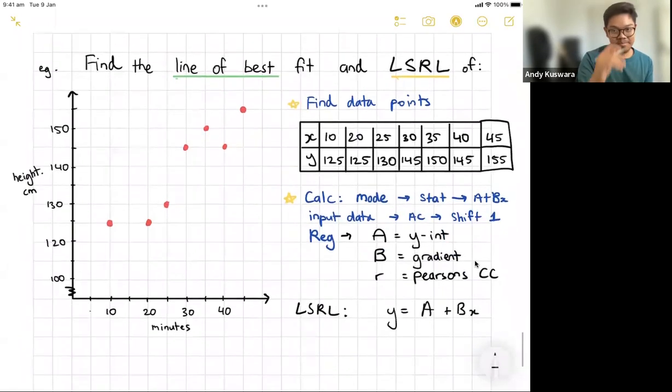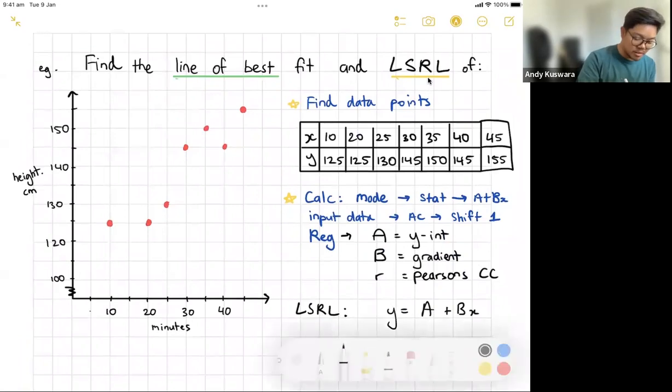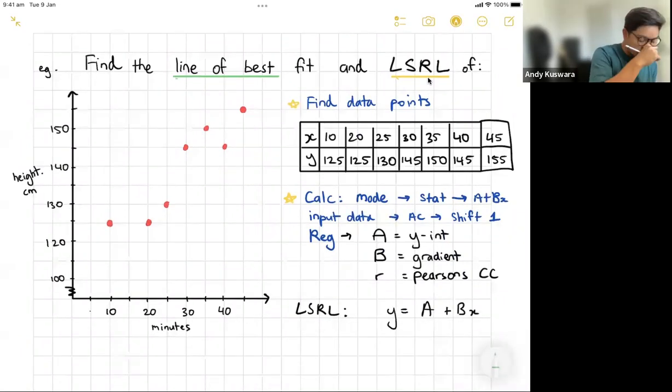I've got a question here. Okay. Now it says here we want to find the line of best fit, and we also want to find the least squares regression line. Okay, so for the first part here, for your line of best fit, I'm going to draw it in green. For the line of best fit, we're going to draw this by eye.